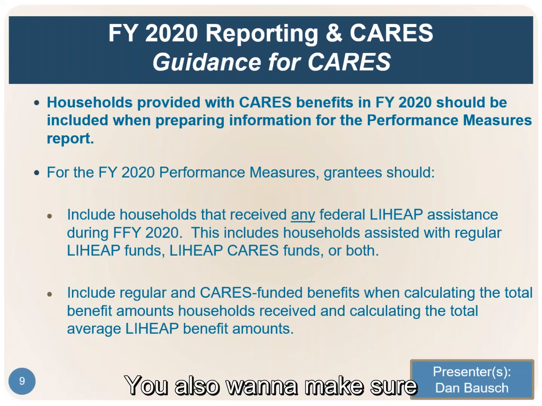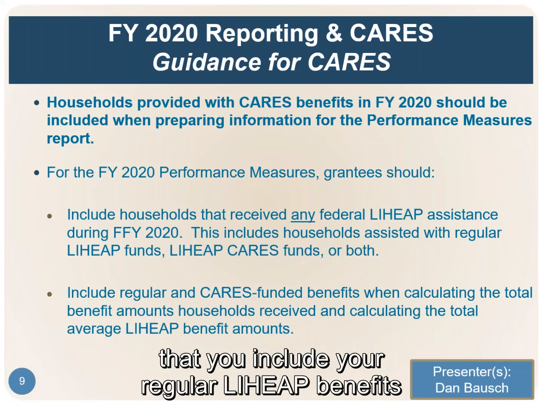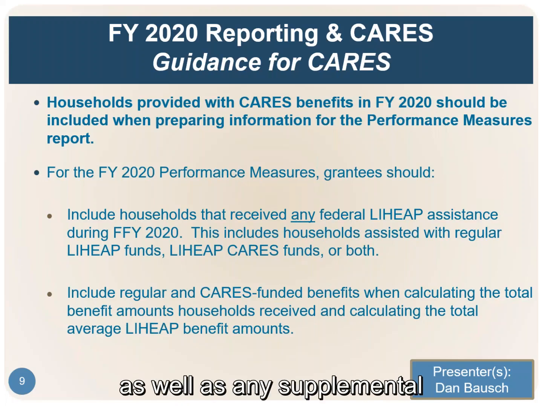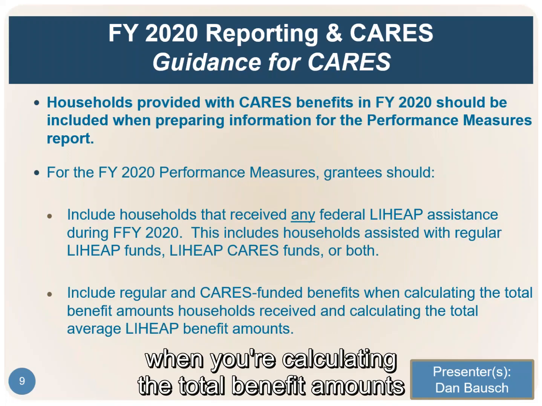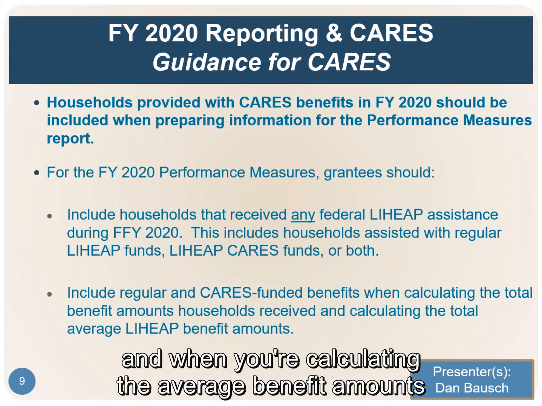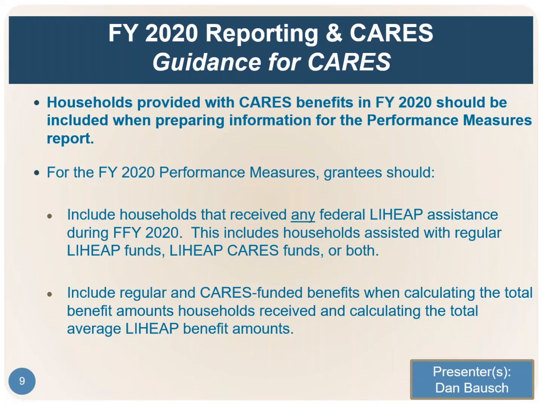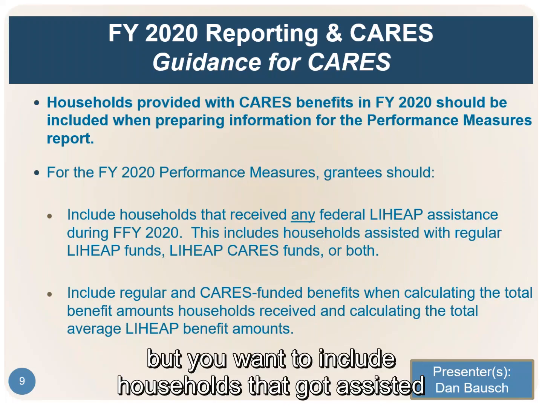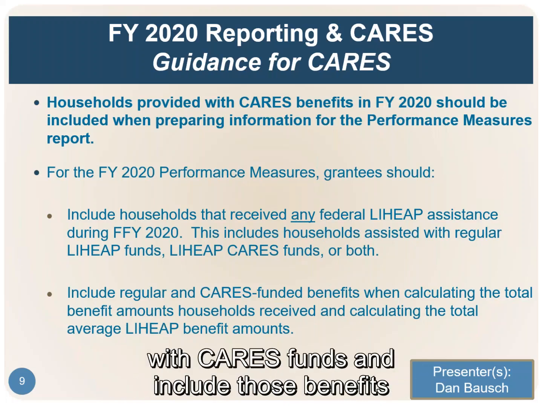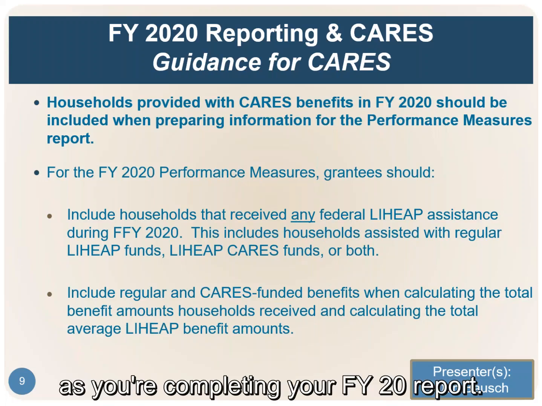You also want to make sure that you include your regular LIHEAP benefits, as well as any supplemental or distinct CARES funded benefits when you're calculating the total benefit amounts and when you're calculating the average benefit amounts that get reported in Module 2. So there's no new CARES lines, but you want to include households that got assisted with CARES funds and include those benefits as you're completing your FY20 report.